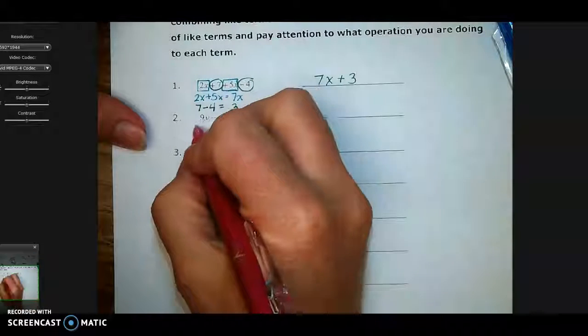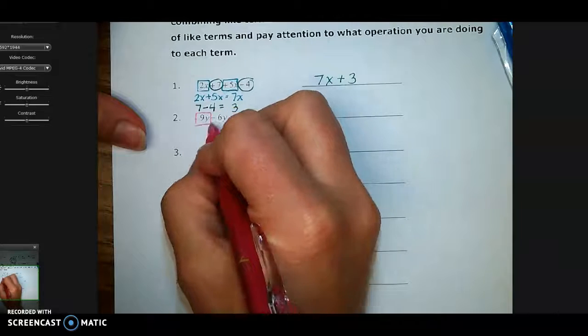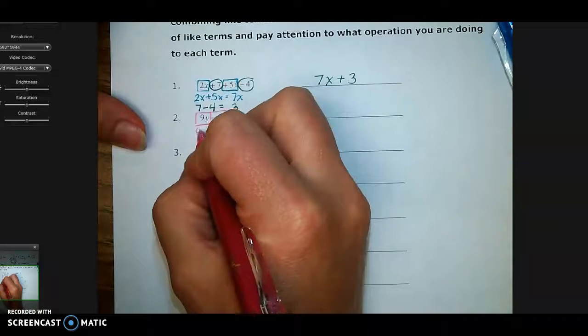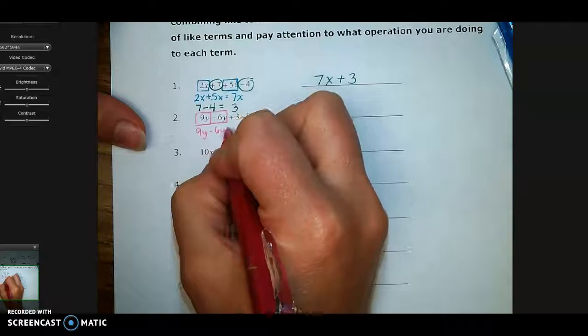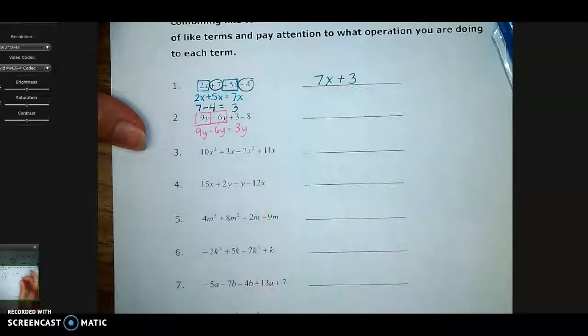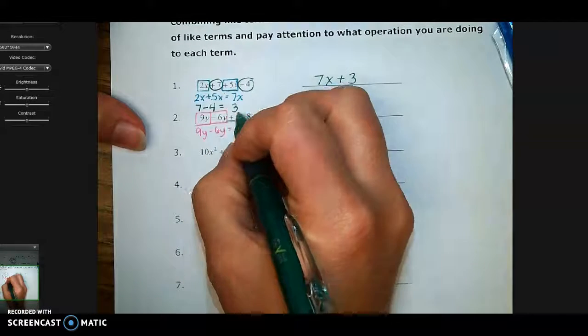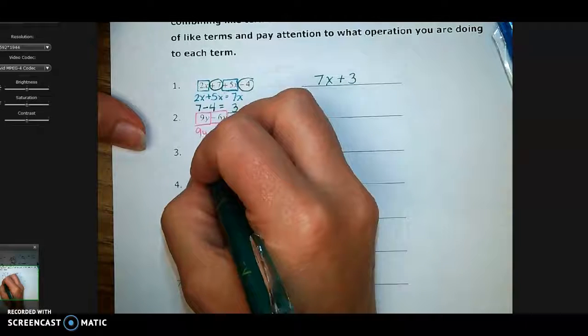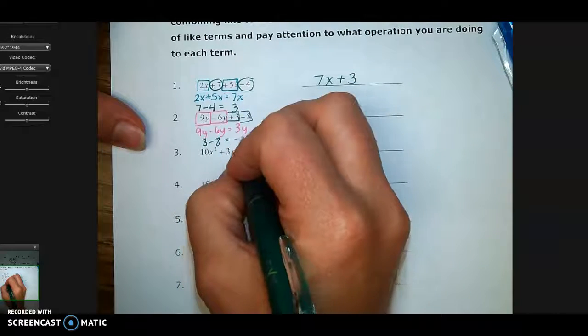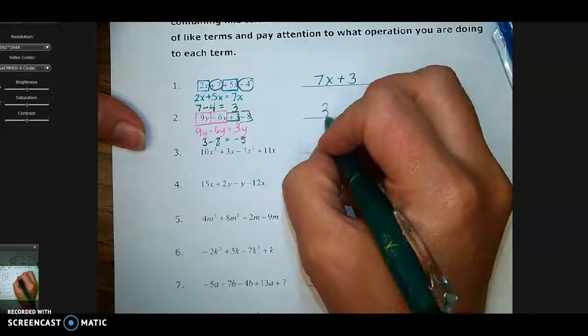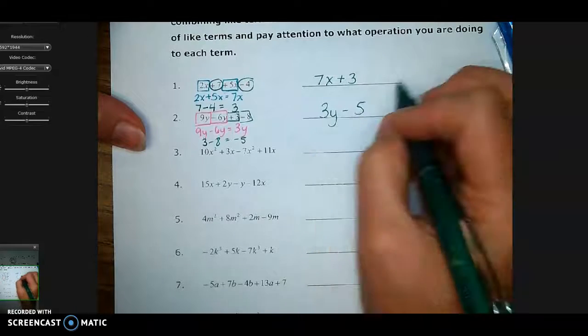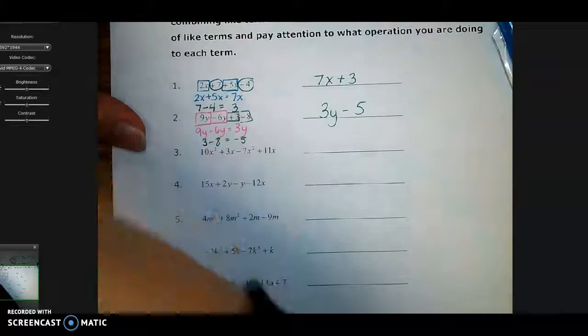On my next one, I've got a 9y minus 6y. And really, these were already in order for us, weren't they? So I've got a 3 and a negative 8. 3 minus 8 gives me negative 5. So when I finish, I get 3y minus 5.